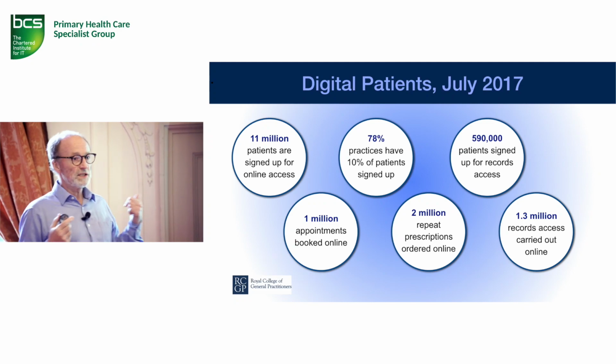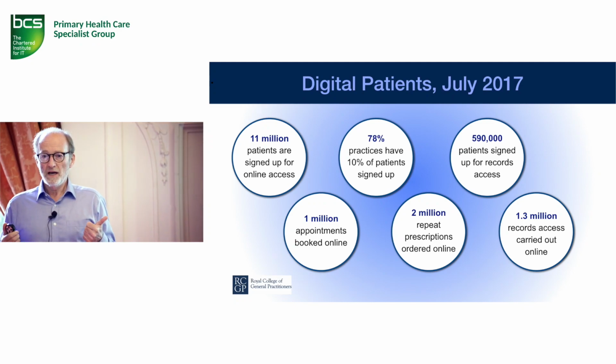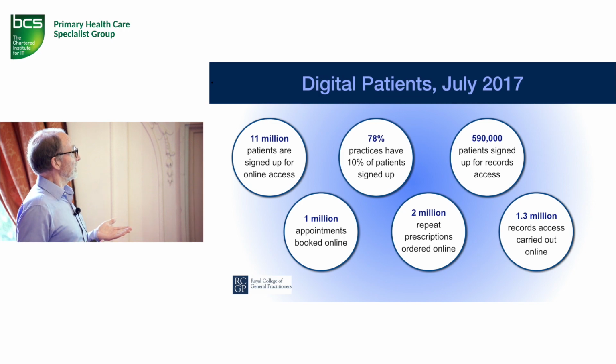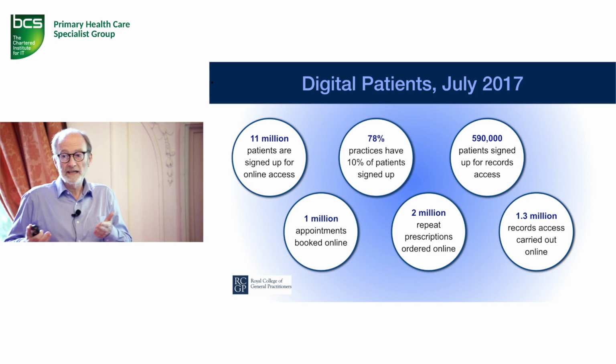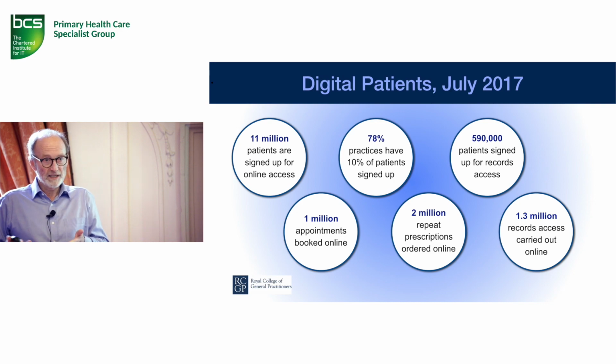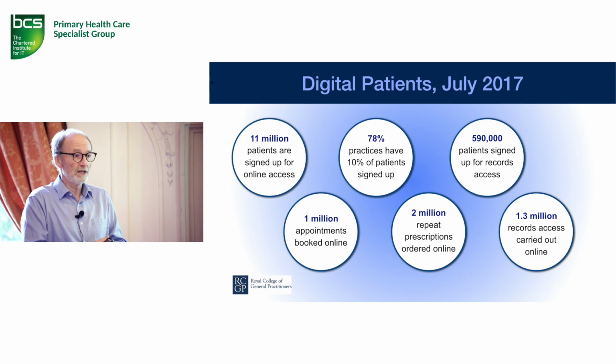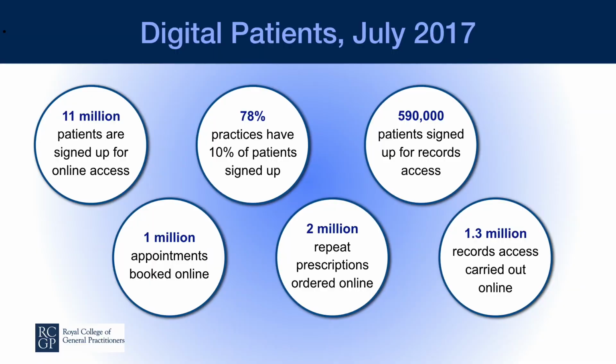So this is why I'm not going to talk about appointments and prescriptions. In some ways, we've done it. General practice has done it. There's 11 million patients signed up. This is in England. So think about what a proportion. That's about 20% of the population that could sign up, probably more than 20% of the population that could sign up to have some form of record access. And that's really happened in a couple of years. It was beginning to grow before the contractual requirement came in, but it has taken off since. 78% of practices have got more than 10% of their patients signed up for some form.